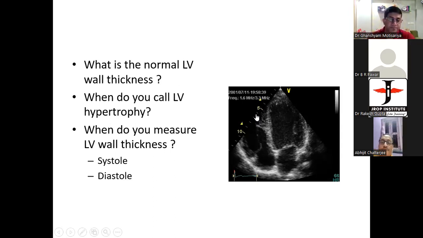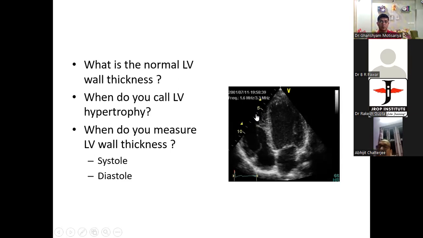Sir, I'm here, sir. Sai, tell me what is the normal LV wall thickness? I read it, but I don't remember. No problems. It's about 12 millimeter. Yeah, 10 to 12 millimeter. When do you call LV hypertrophy?